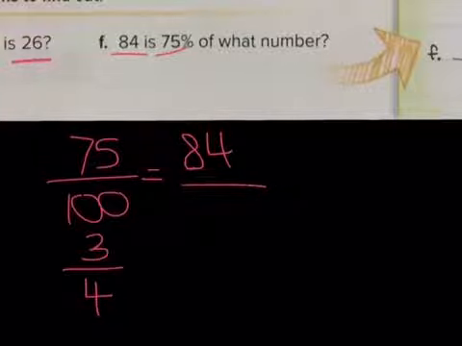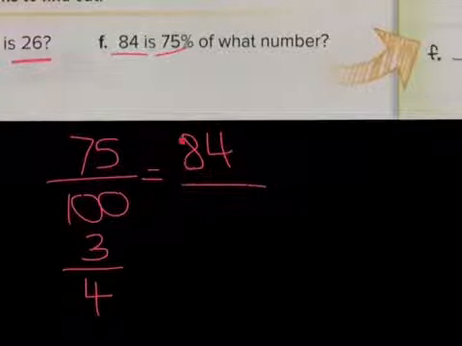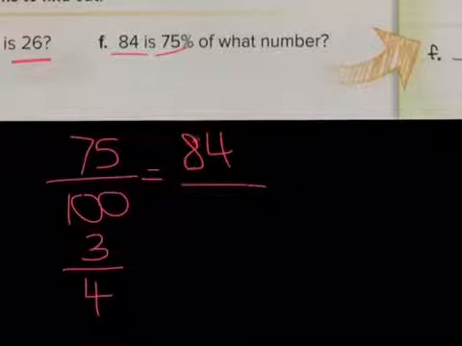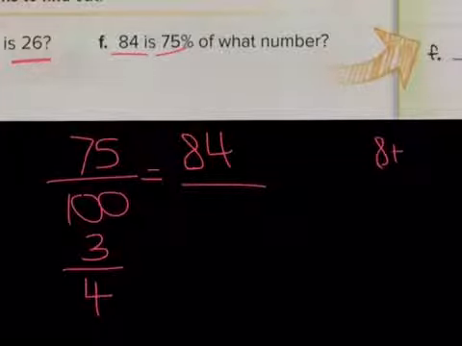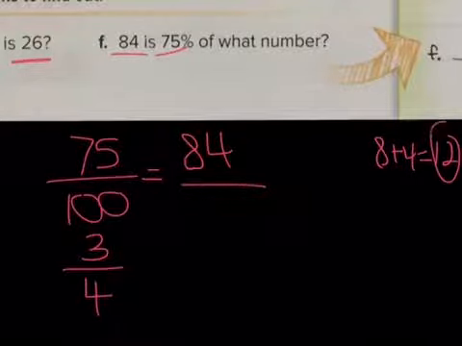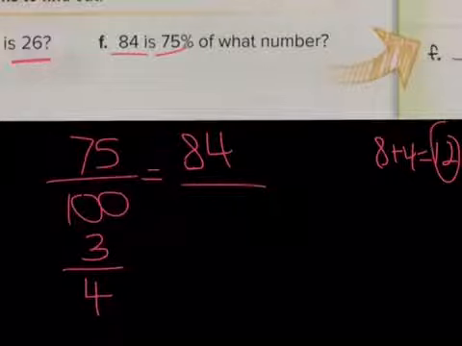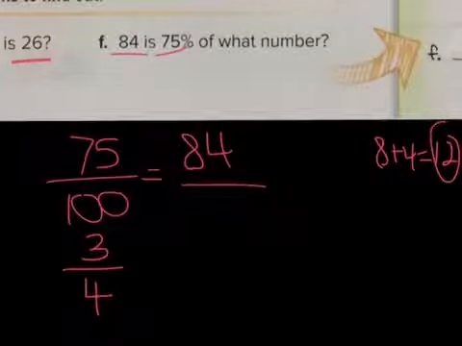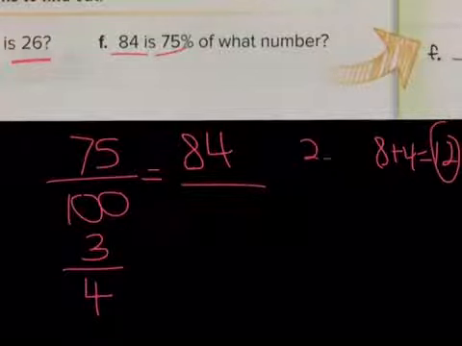Well, are there 3 of anything here? Is this number divisible by 3? Divisibility rules of 3 says if you add both numbers and you get a multiple of 3, it is divisible by 3. If I add 8 plus 4, I get 12. 12 is a multiple of 3. So yes, this number is divisible by 3. When I divide 84 by 3, I get 28.